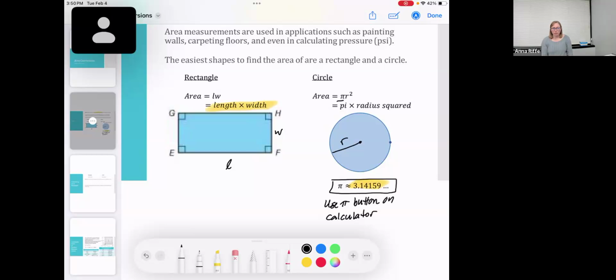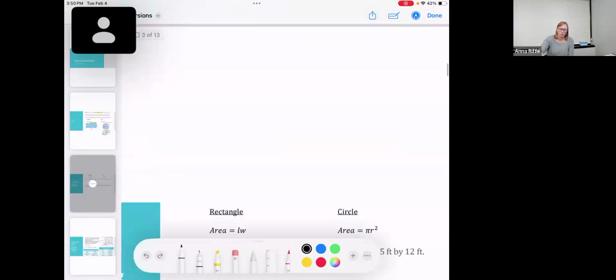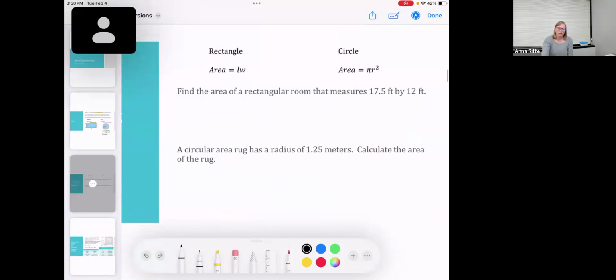You don't need to memorize these formulas. If you need them, you will be given them on a test or quiz. So just focus on learning how to use them. And I'll point out the pi button on the calculator whenever we come to it as well. Let's do maybe a couple of simpler examples to begin. Again, here you're given the area formulas for a rectangle and a circle.